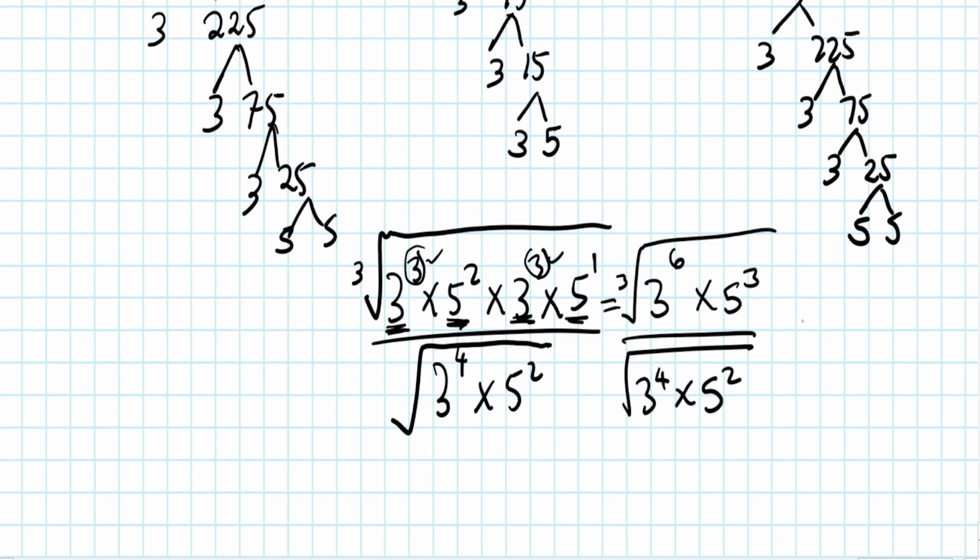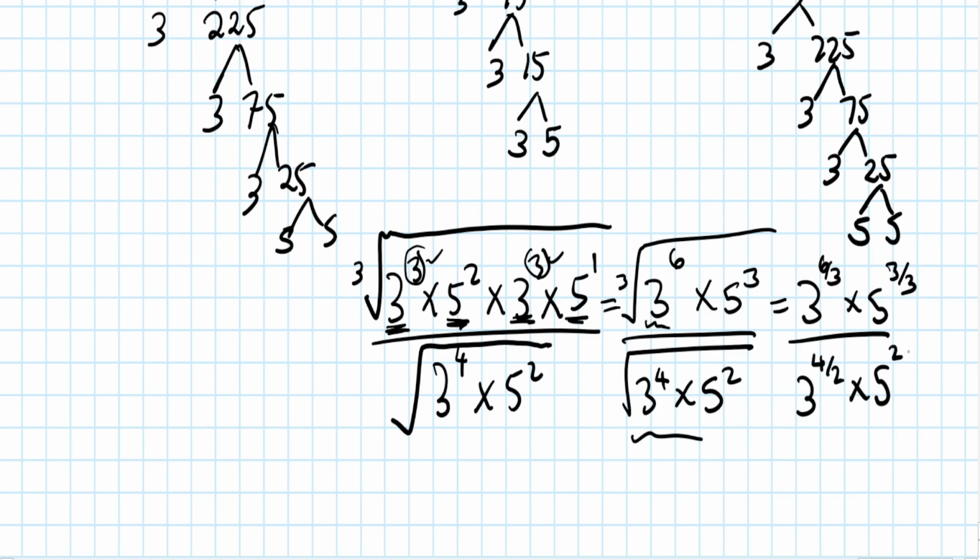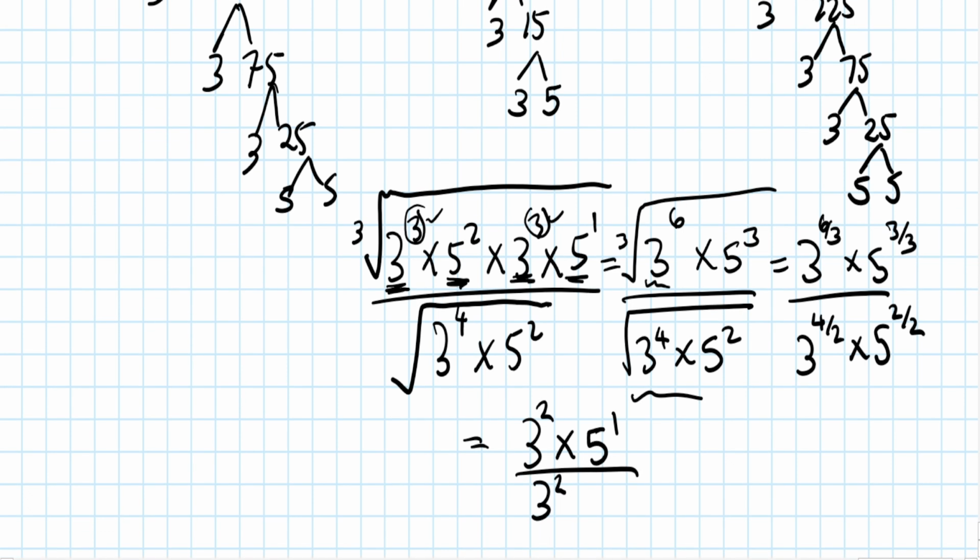Now when cube rooting a number with a power, you divide the power by 3. So you take the power, divide by 3, like 6 divided by 3 times 5 cubed, which is 3 divided by 3. And if it's a square root, you take the power 4 divided by 2 times 5, which is power 2 divided by 2. So 6 divided by 3 will give you 3 power 2 times 5 power 1 all over 3 power 2, okay, times 5 power 1.